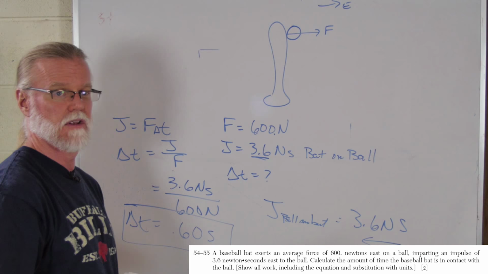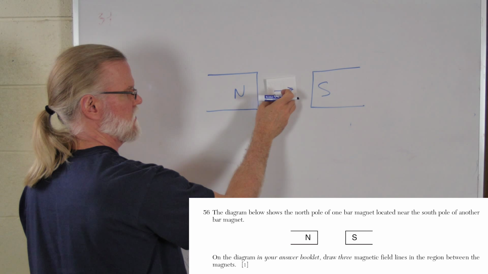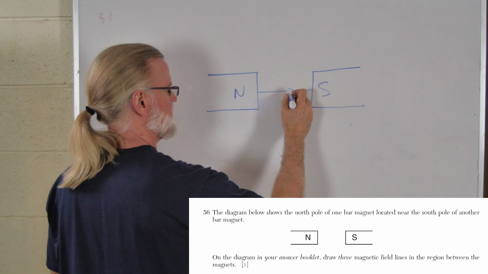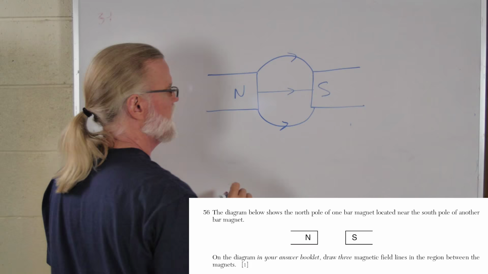Do a thought experiment with a compass. The needle points north. So if I take a compass and put it here, the south side is going to be attracted north, north to south. It will point this way. Therefore, there's a magnetic field that goes like that, like that, like that. All right, that would be what it looks like. At least three magnetic field lines between them.